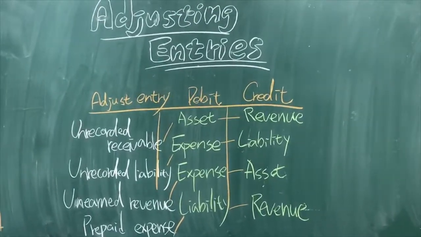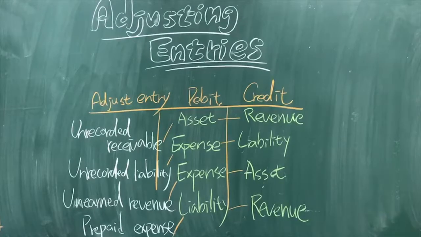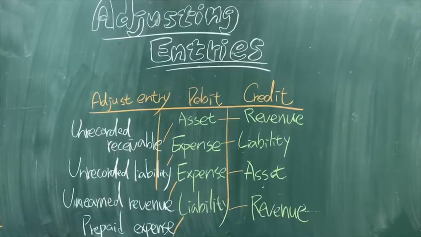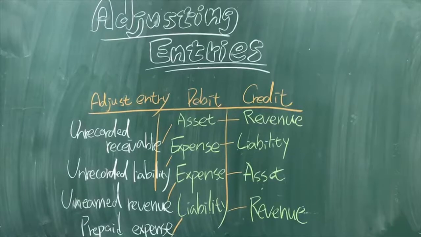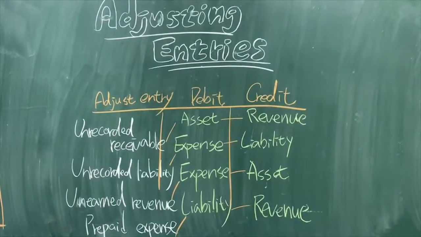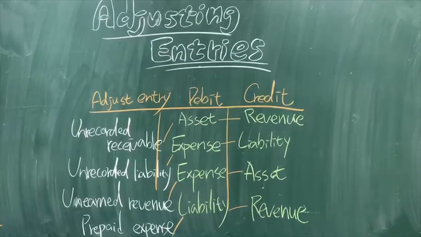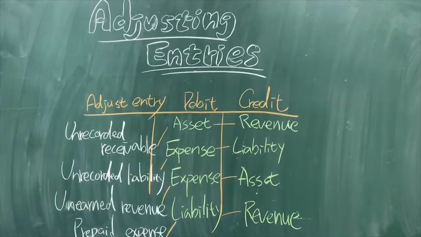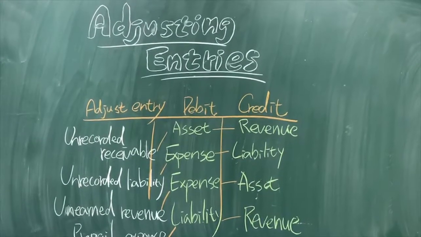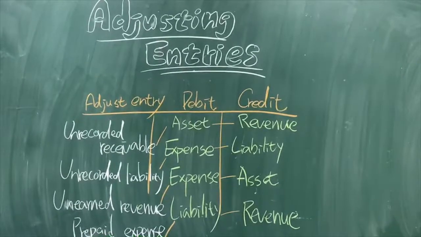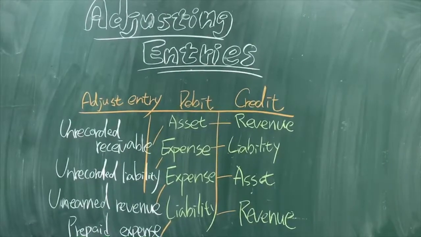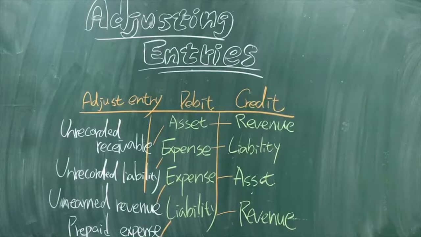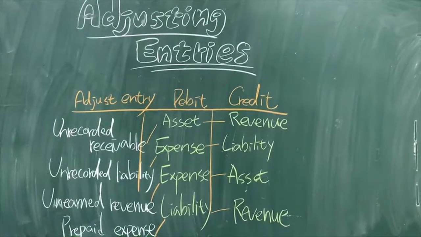In Chapter 4, we learn adjusting entries, and there are 4 categories of adjusting entry. One is unrecorded receivable, and it is a kind of asset. So we will write asset in debit side and revenue in credit side. And then is unrecorded liability. We will write expense in debit side and liability in credit side.